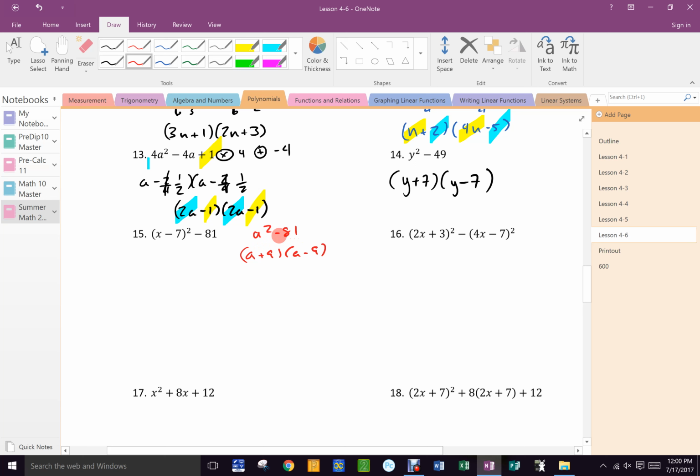Left off right here. If you can solve that, then can't you take that A and write it right there? And then you get A minus 8, A squared minus 81, which is A plus 9, A minus 9. But it's not A. What is it really? X minus 7. So it's X minus 7 plus 9. What's negative 7 plus 9? Plus 2. And it's X minus 7 minus 9. What's negative 7 minus 9?